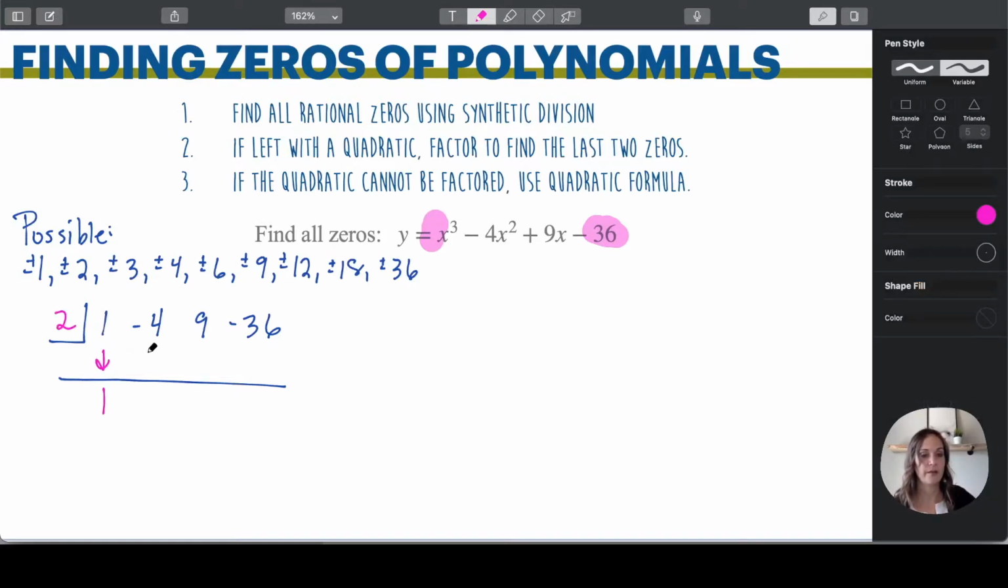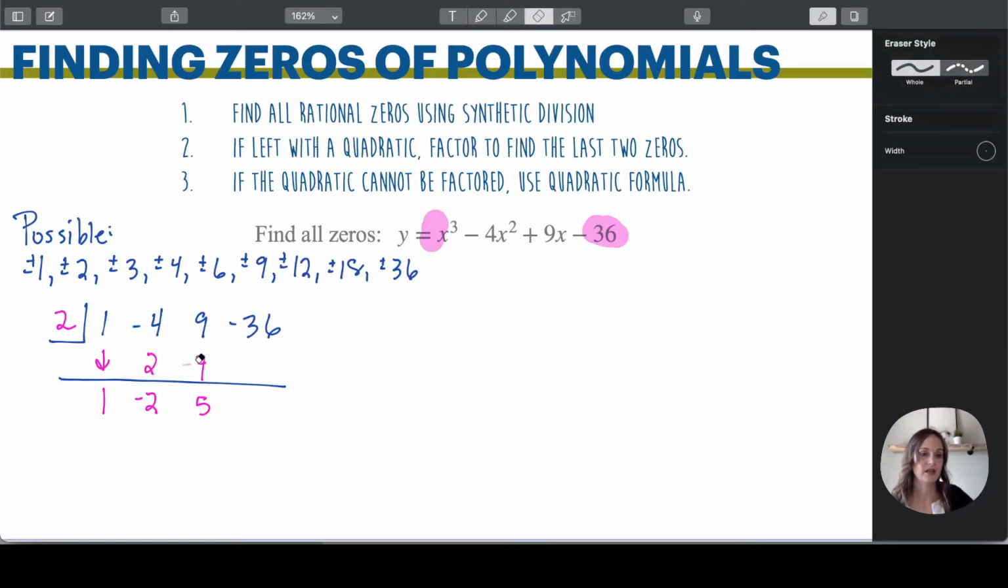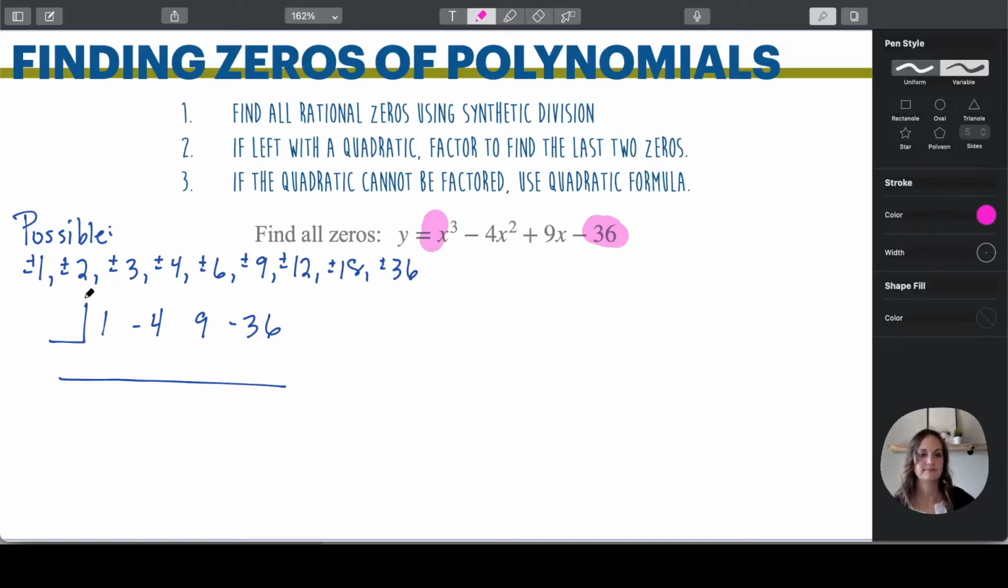Bring down the first, multiply, add, multiply, add, multiply. That does not give me a remainder of 0. So let's start over. We might need to get something that's a little bit bigger then. So if 2 didn't work, we could try 4. So bring down the 1, 4, add, multiply, add, multiply, and we actually got a remainder of 0, which is great. So we know that x equals 4 is a 0.